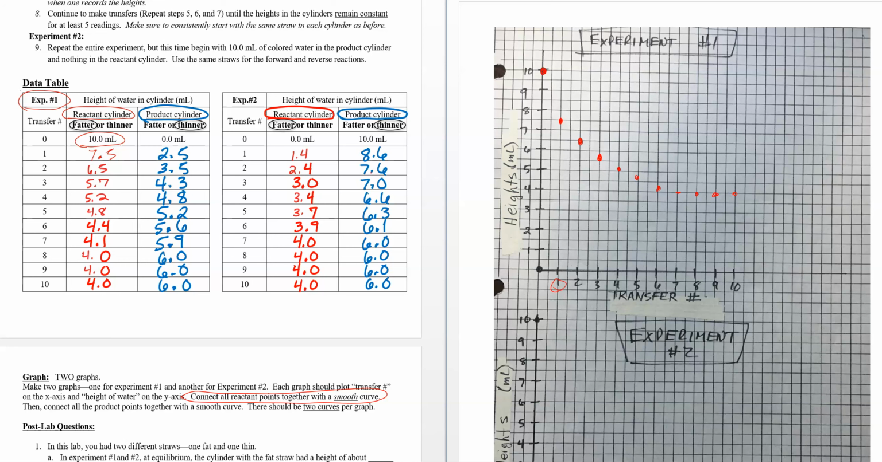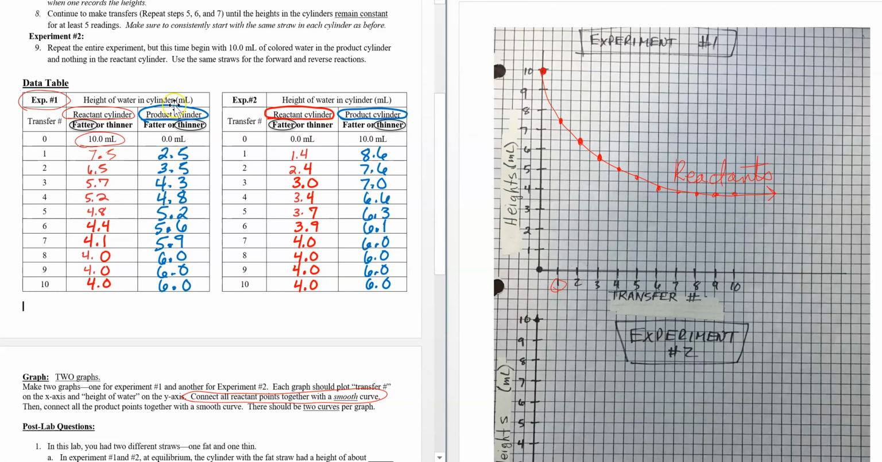Once you have all those points for the reactants, you want to connect them together with a smooth curve. And this is really good data. Sometimes there's a few points that are off that curve a little bit, but that's pretty nice. And that's our reactant data. So I'm going to write reactants here. Right? So you started at 10 and it ended up at 4, right? So the reactants ended up at 4.